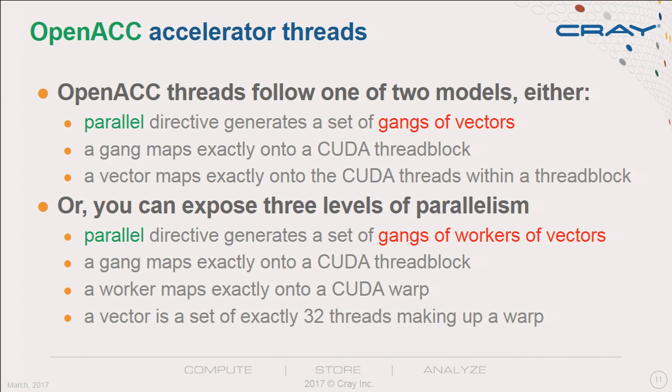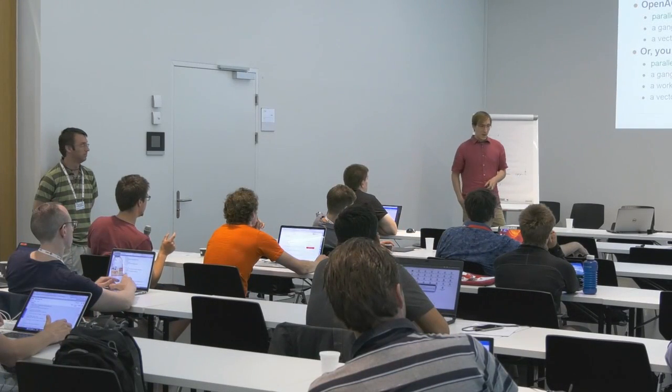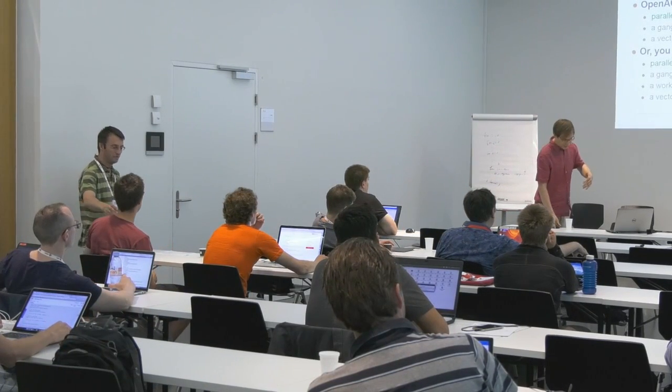From the second point, I don't understand the last two points. If a worker maps exactly onto a CUDA warp, and a vector is a set of 32 threads making up a warp, what is the difference between a vector and a worker? So, okay, let me go one step back.